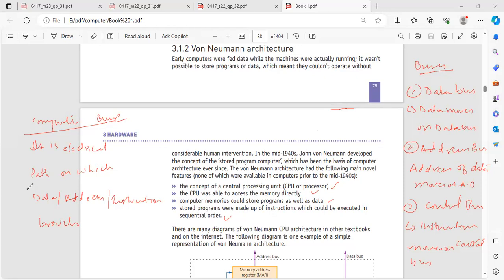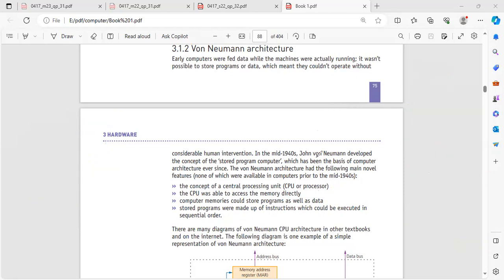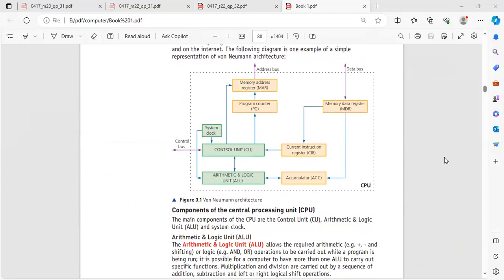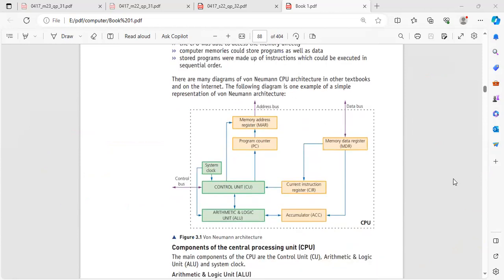Okay, this material is clear. Then moving to the next diagram. Now see this diagram. They have given a sequence. Some registers are given. One register, as I told you, is the accumulator. This is MAR. This is PC. This is MDR. This is CIR, and this is the accumulator. Five registers are given in your book.